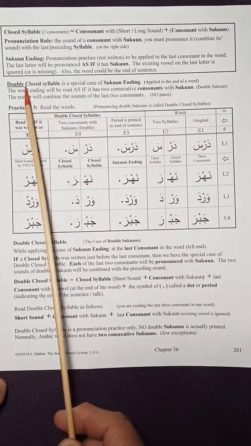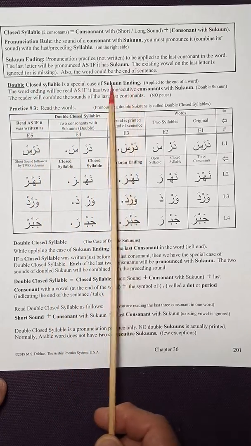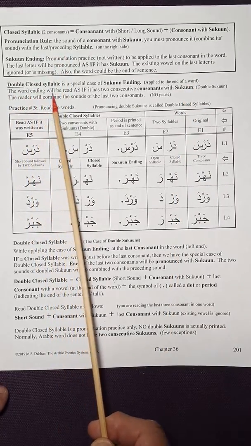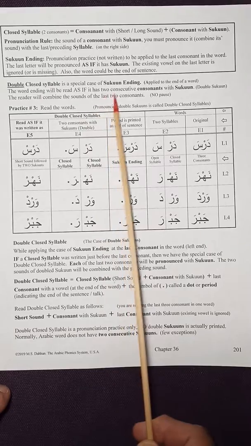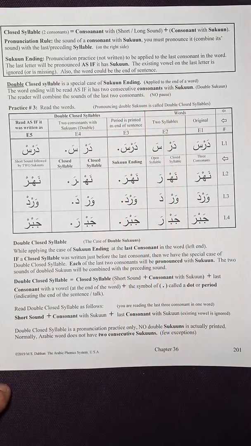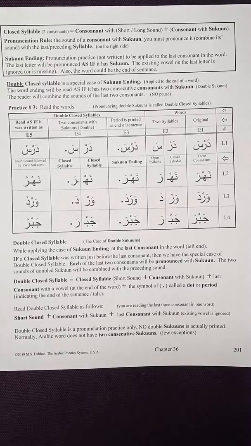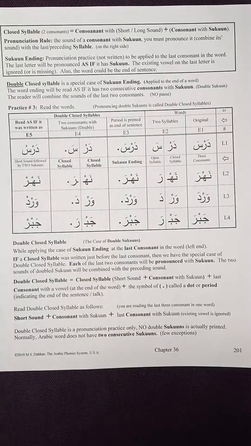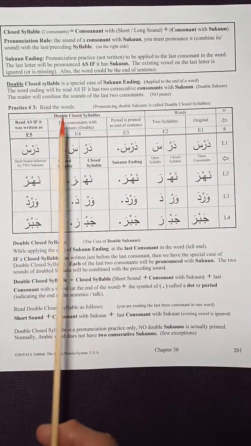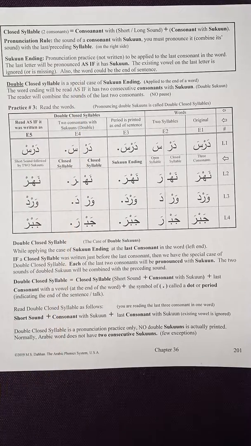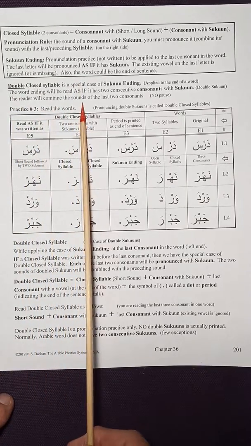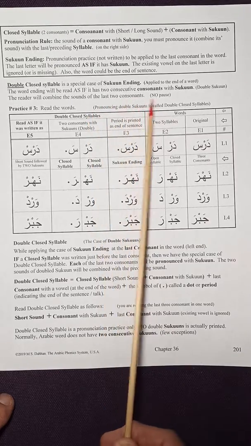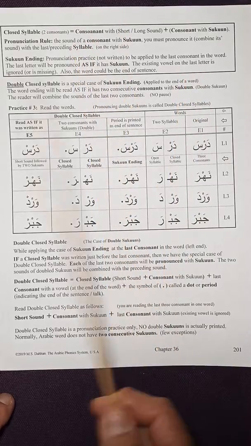So the double closed syllable is a special case of sukoon ending, applied to the end of a word. The word's ending will be read as if it has two consecutive consonants with sukoon, like a double sukoon. All this is talk, and you may get confused, but I'll show you an example. That's why I like to skip all these details and show it to you. But when you have the book, you have to read it. The reader will combine the sounds of the last two consonants with sukoons, all three of them, with the first sound.